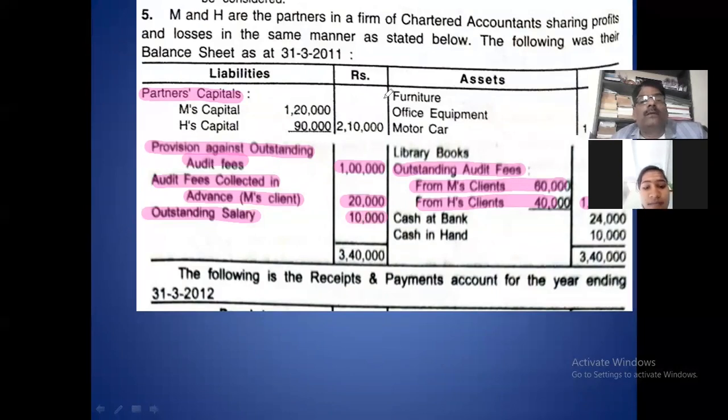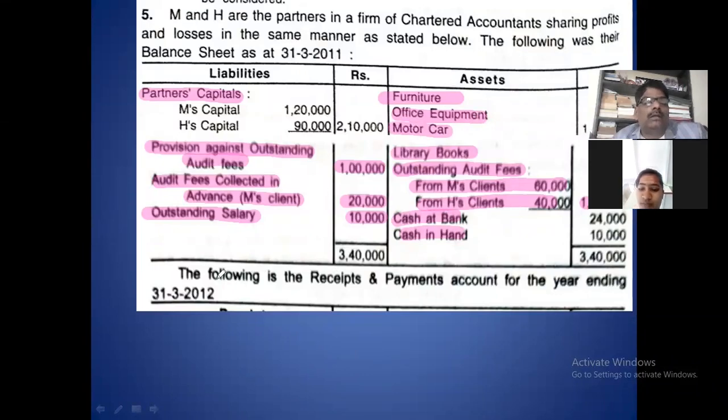Okay. Then furniture goes to the balance sheet. Office equipment goes to the balance sheet. Motor car goes to the next balance sheet. Library also goes to the next balance sheet. These are the opening balances in the coming balance sheet, and make adjustments according to the given instructions. Cash at bank, cash in hand, these already go to the receipt and payment account as opening balance. Clear?